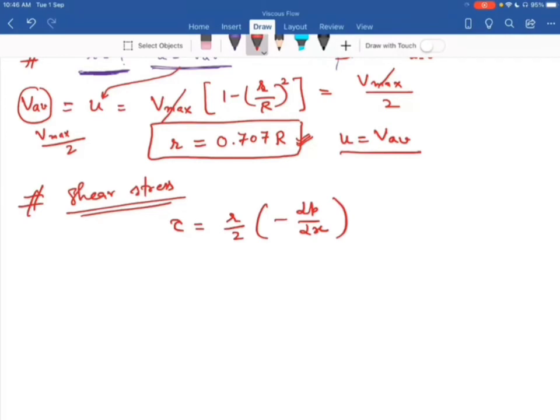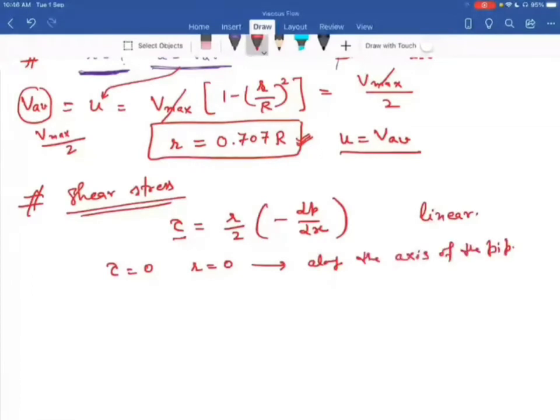So you see now, the variation of tau with respect to R is linear in nature. Tau is 0 when R is 0. So tau is 0 when r is 0, that is along the axis of the pipe. So along the axis of the pipe, velocity is maximum. So there is tau 0.